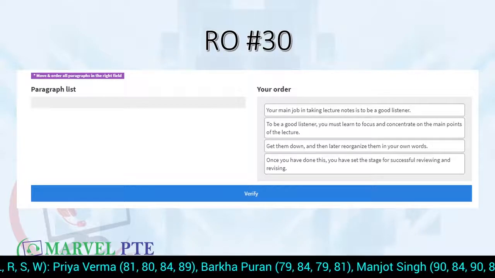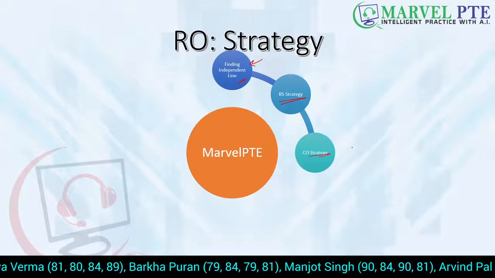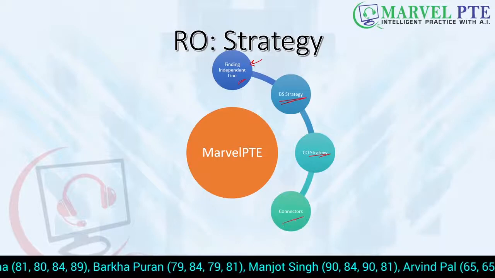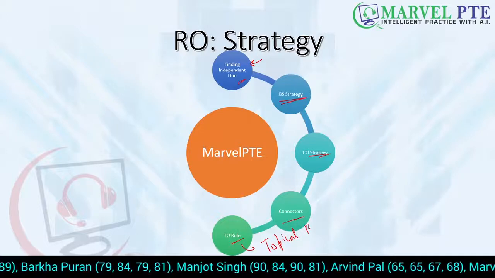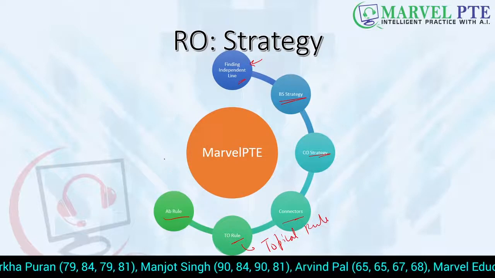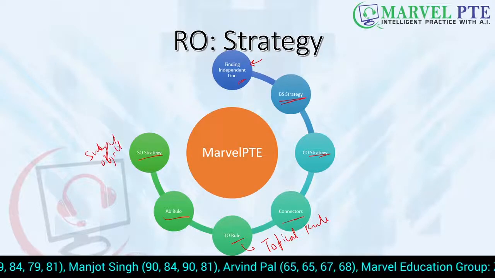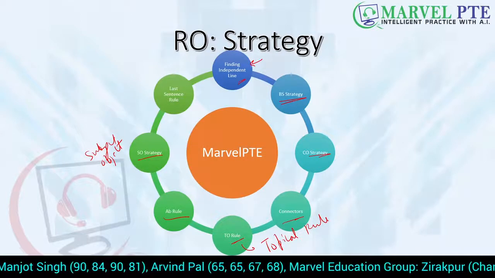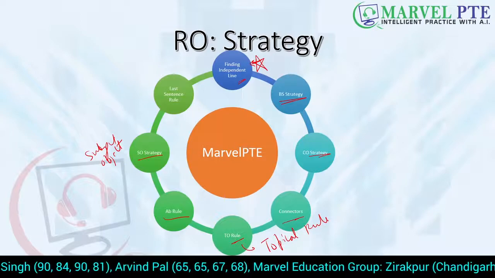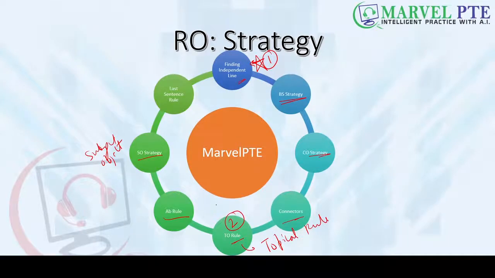And the strategies which we teach to our students are finding independent line, BS strategy, CO strategy, chronological order strategy, connectors, TO rule, topical order rule, which we have seen its implementation today, and then AB rule, which is abbreviation rule, SO strategy, which is subject object strategy. We have seen its usage also, and last sentence rules, how to find last sentences. So from this pool of strategies today, we have seen three strategies working for us. One is finding independent line, second one is topical order rule, and third one is subject object strategy.